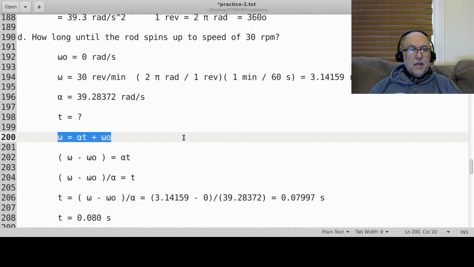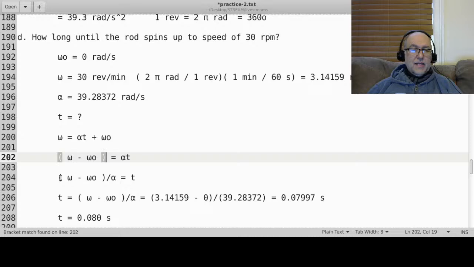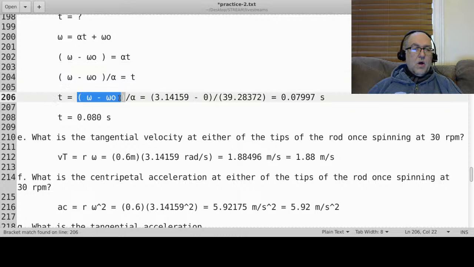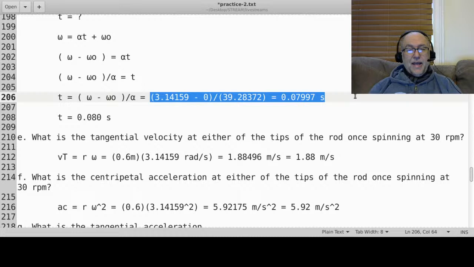Okay, so just rearranging that, first I subtracted omega naught from both sides, then I divide by alpha from both sides. That isolates t, so t is going to equal omega minus omega naught divided by alpha. Plug in the numbers from above, and I find that it only takes 0.08 seconds, so less than a tenth of a second. So this speeds up pretty fast, okay?